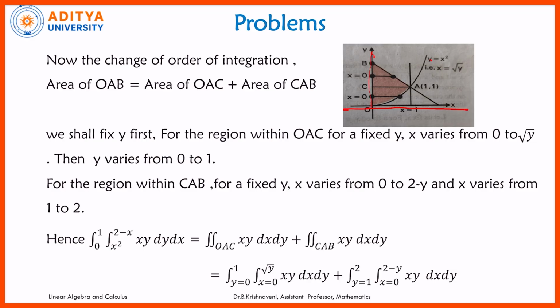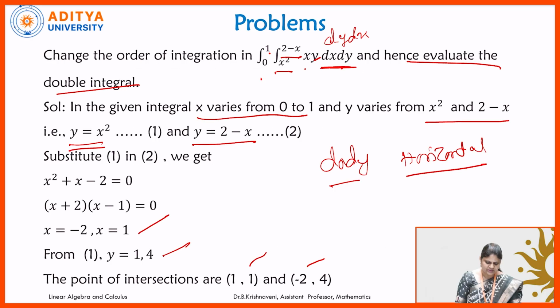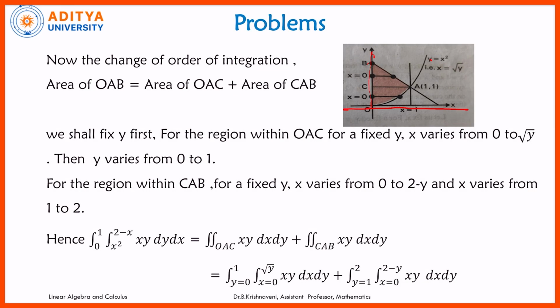One is the parabola, y equals x square, and the other is the line x plus y equals 2. This is the parabola x square equals y, here is the line x plus y equals 2, and the region is the dotted area in the figure. If you consider the horizontal strip, the strip is not uniform throughout the region of integration.